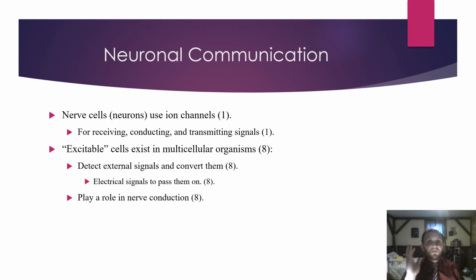And certain cells in multicellular organisms are excitable. I mean, they're ready to send a direct signal, and they pass it on. They play a major role in nerve conduction, because without these excitable neurons, can you imagine having a dull neuron cell that's like, I don't really want to send this signal?